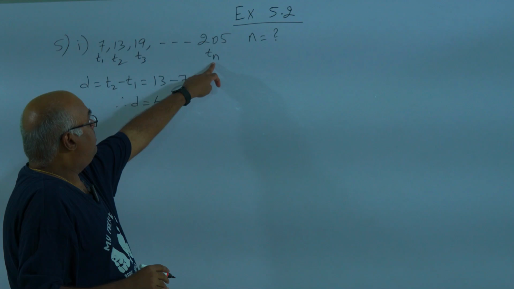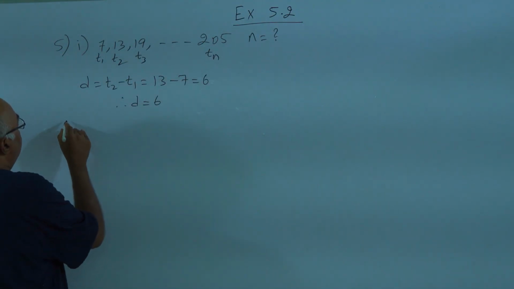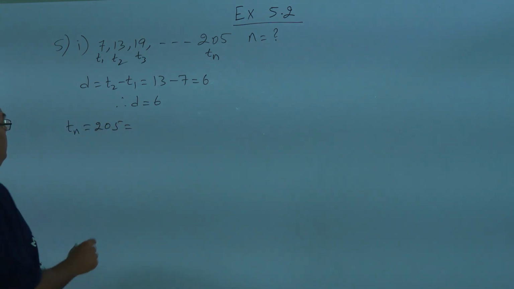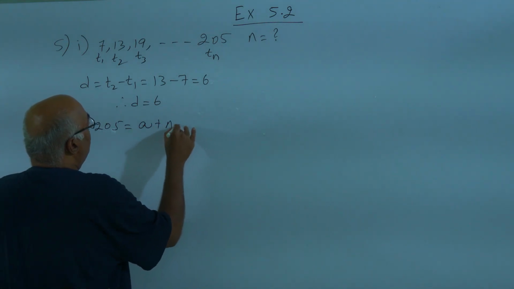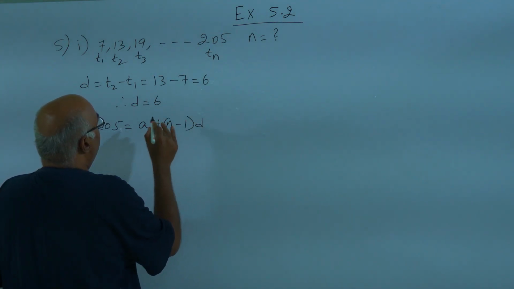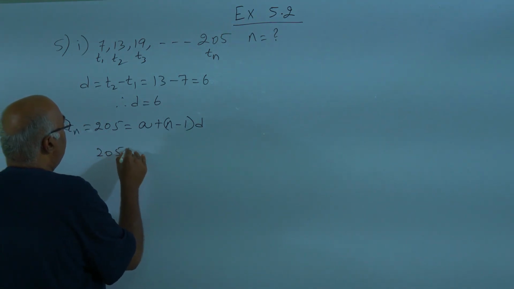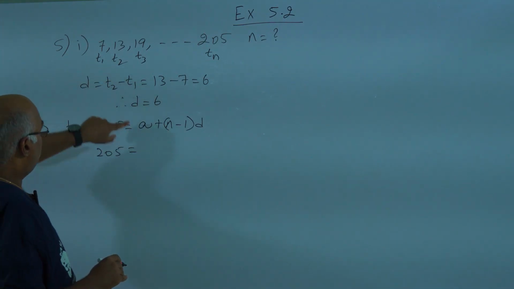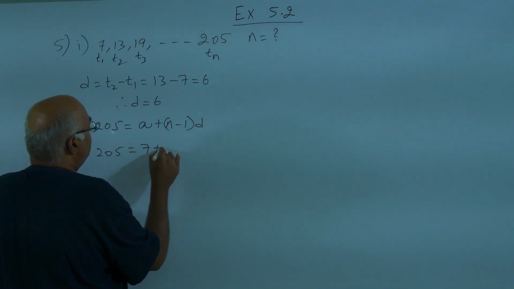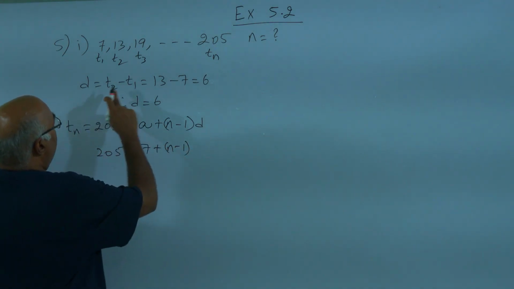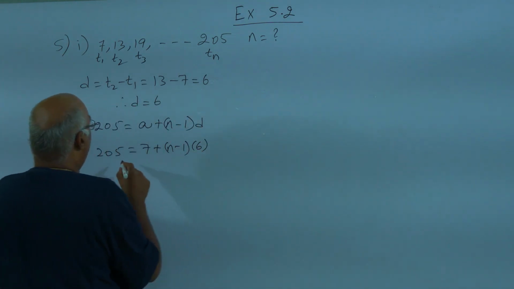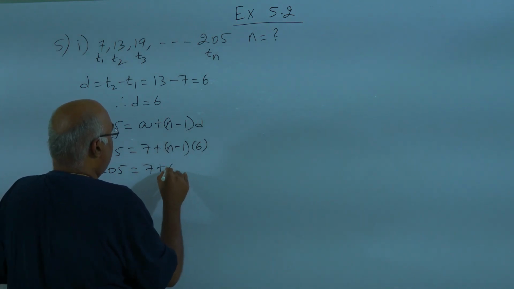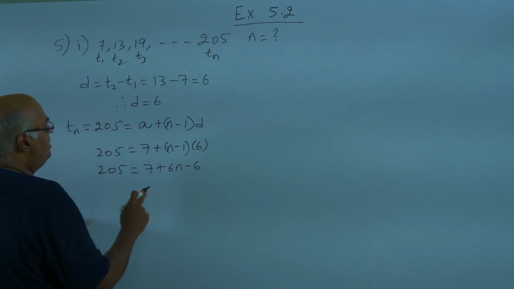Now we assume that the nth term is 205. So Tn is equal to 205. But what is the formula for the nth term? This is equal to A plus n minus 1 into D. So 205 is equal to, the value of A is nothing but the first term. A or T1 is one and the same. So the value of A is 7. 7 plus n minus 1 into the common difference, which is 6. So 205 is equal to 7, if you open the brackets, plus 6n minus 6. 7 minus 6 is nothing but 1.